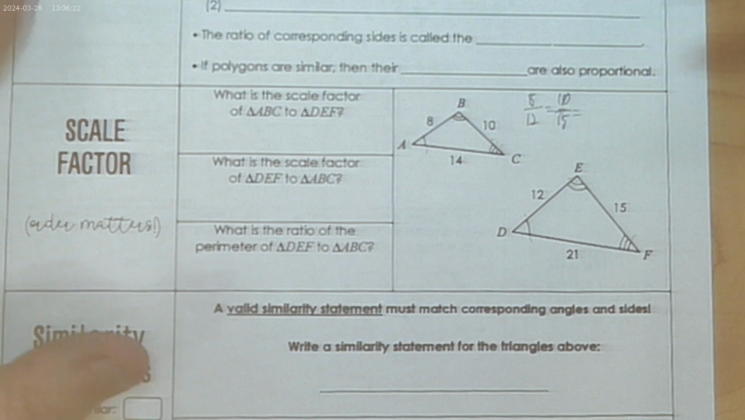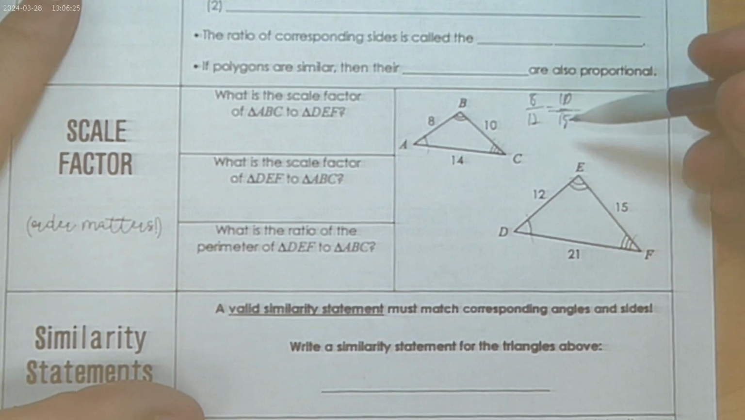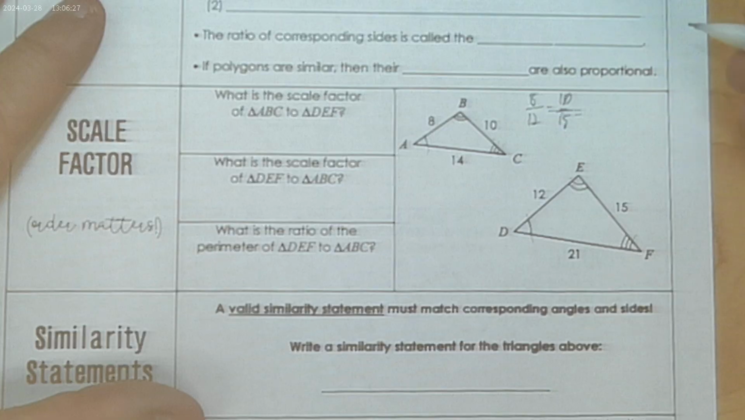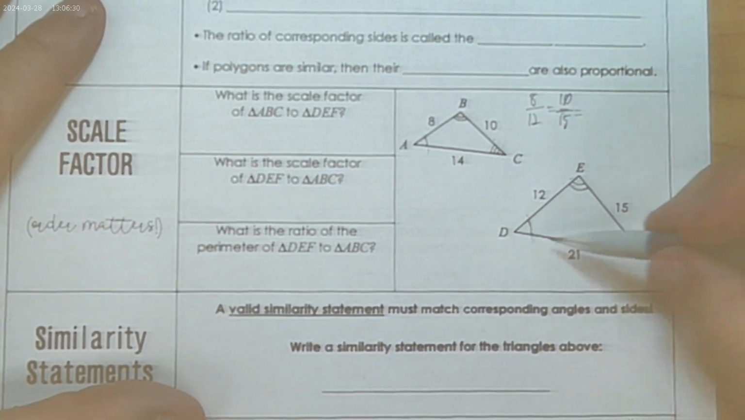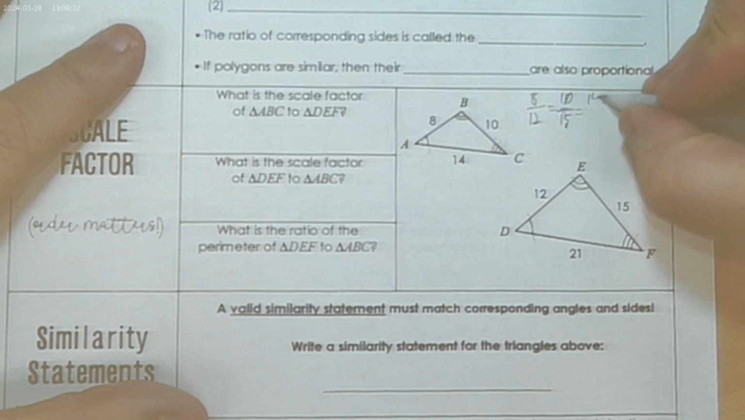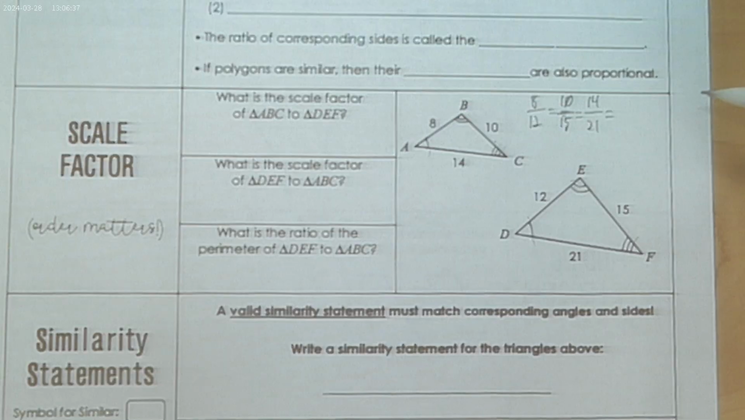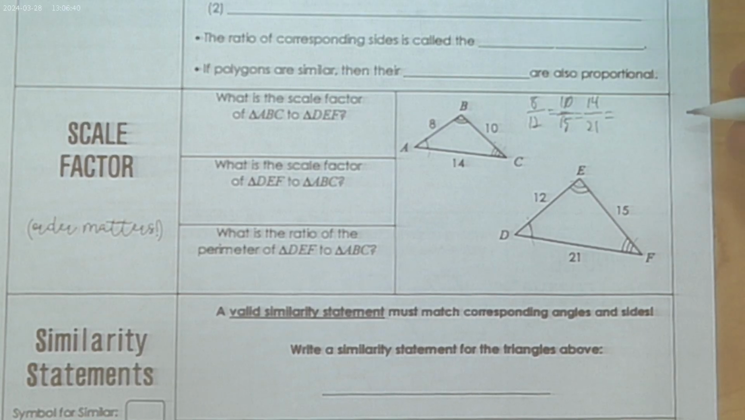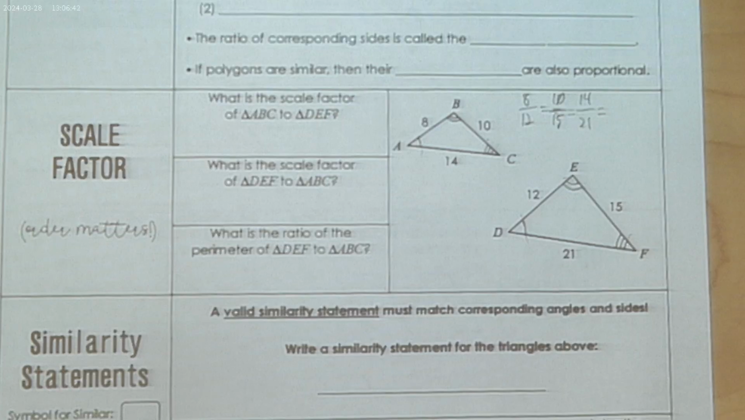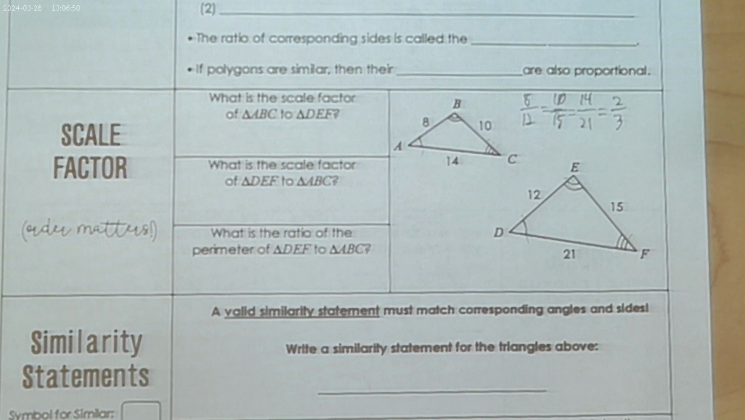The scale factor is going to tell us what the ratio is. And then finally, I've got 14 to 21 because they're both between angles 1 and 3, so that gives me 14 over 21. Just through years of practice, I can tell 8 to 12, if I divide both of those by 4, gives me 2 to 3. 10 to 15, if I divide those by 5, gives me 2 to 3. 14 to 21, if I divide both by 7, gives me 2 to 3.